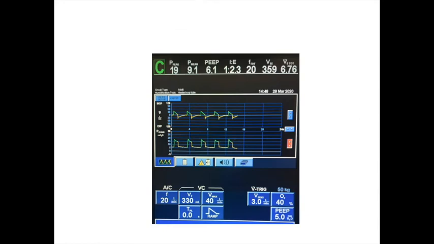Those changes in airway pressure can be seen on the ventilator display. You can see them on the pressure waveform here. You can also numerically see it as the peak pressure up here.